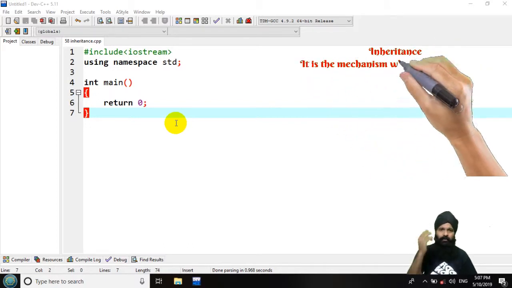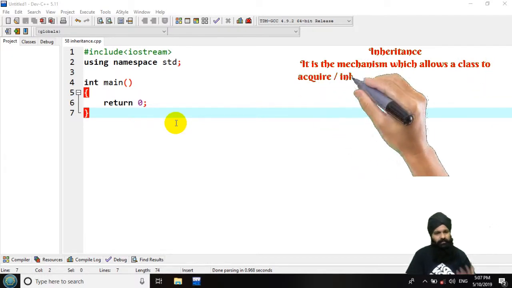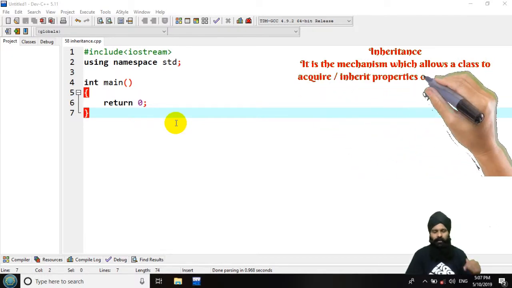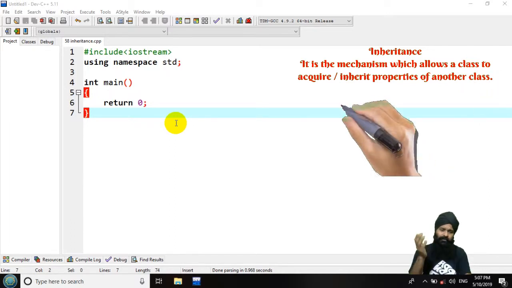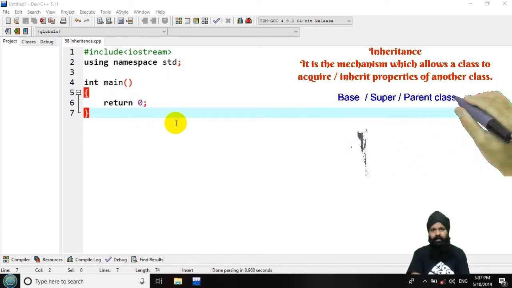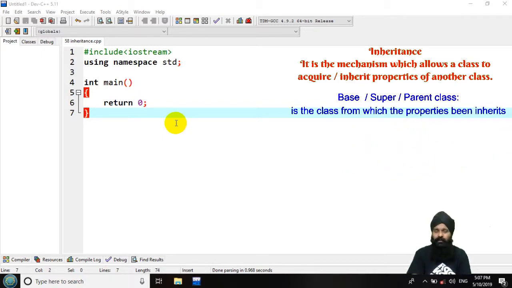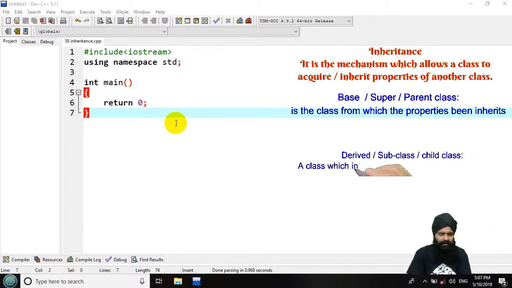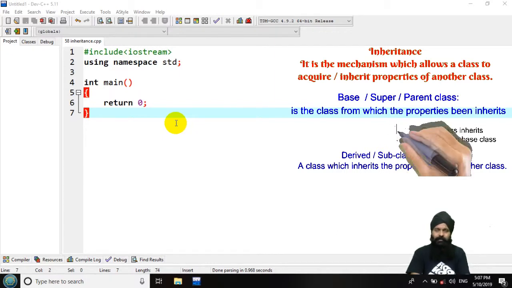Now that class which is going to share its properties or some data to another class is known as the parent class. It's going to serve the other class, and the class which is being served is known as the derived class. There are other names also given to these constructs, like parent class, base class, super class. Right? So these are the names given to them.